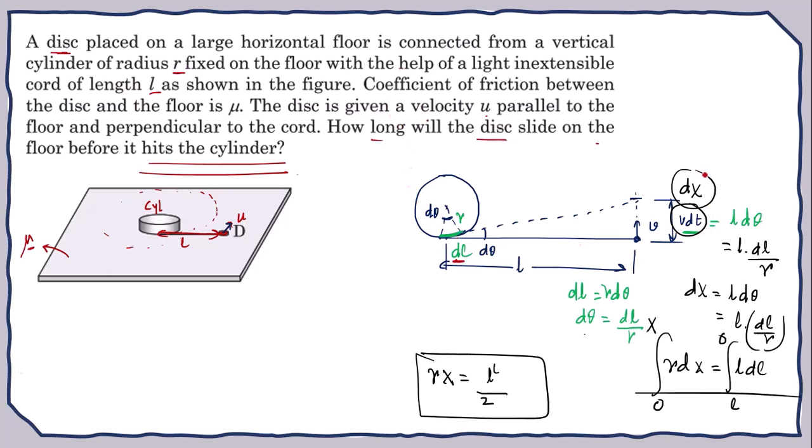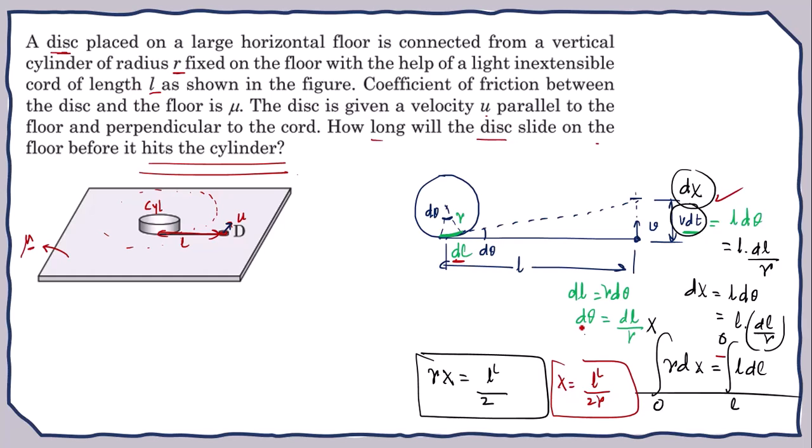dl is decreasing and x is increasing, so you can put a negative sign to adjust this answer as positive. Ultimately, x should be equal to L square by 2r. What is x? x is the linear distance traveled by the disk. So dx is the displacement of the disk, and that is equal to L square by 2r.